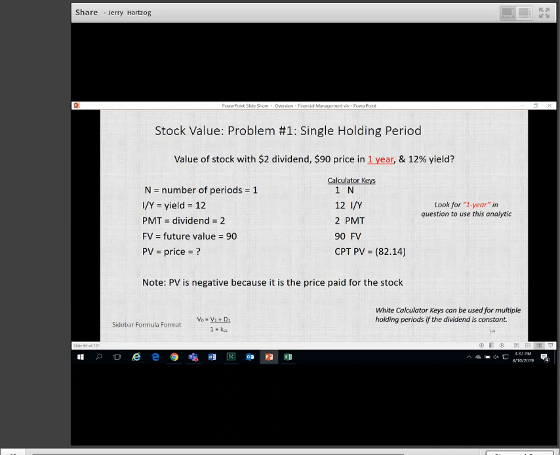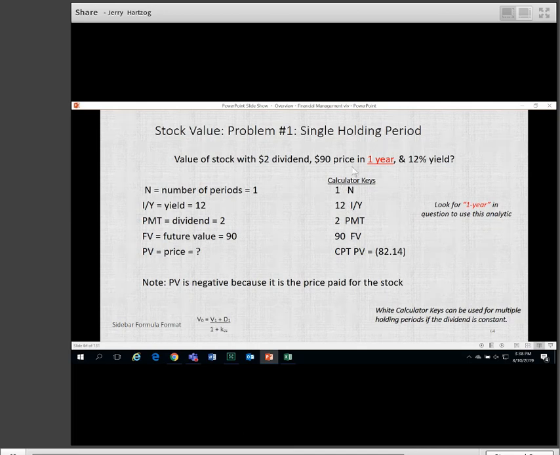Let's look at a stock value single holding period problem. And this one says, what is the value of the stock that has a $2 dividend, a $90 price in 1 year, and a 12% yield? Now, when you get into single holding period, down here in the lower left, that's the formula that they give you on the sidebar, and that's exactly what it looks like. And they don't define the letters. They don't define the subscripts. Now, I would recommend strongly you just totally ignore that formula, because with single holding period problems, you can use the 5 white keys, pretend it's a bond.